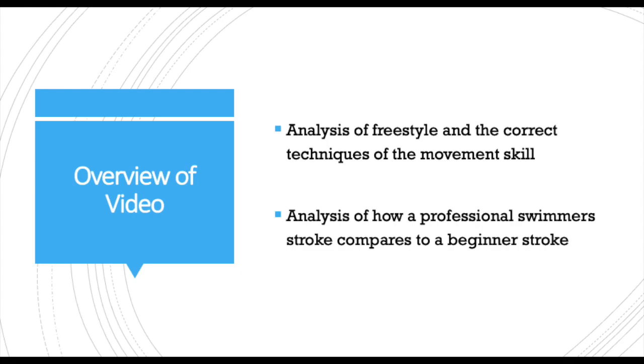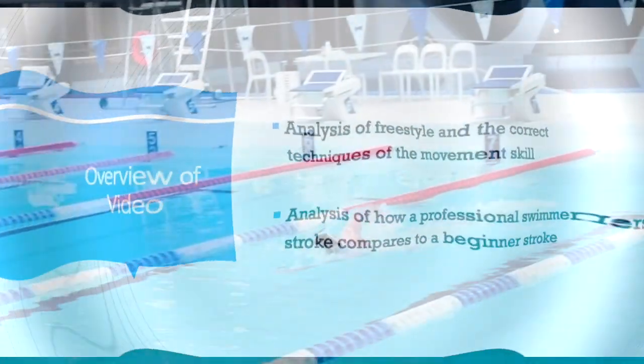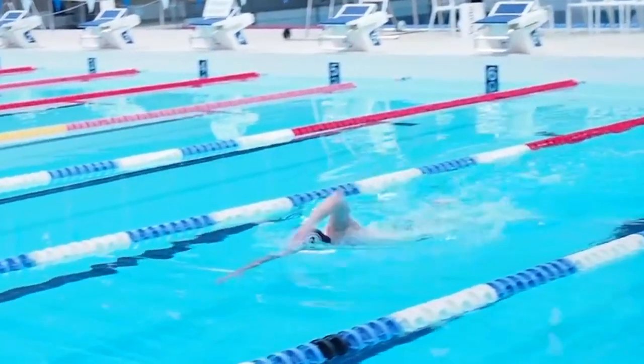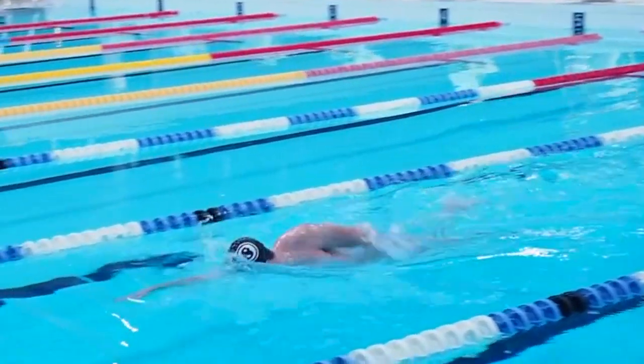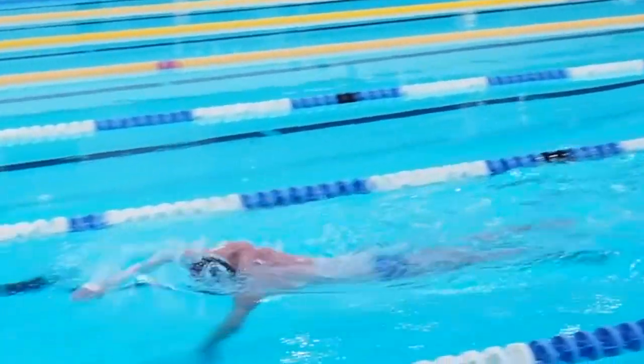Firstly, I'll be looking at how a beginner's stroke compares to a professional swimmer's stroke and the areas where the stroke particularly needs to be worked on. I'll then be discussing various activities which can be completed by the learner in order to improve their stroke and practice their movement skill.